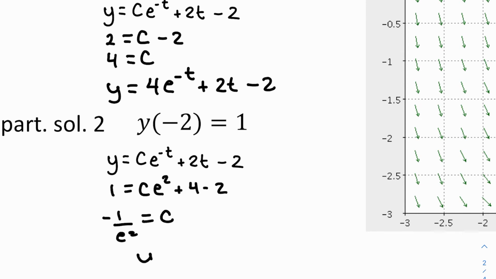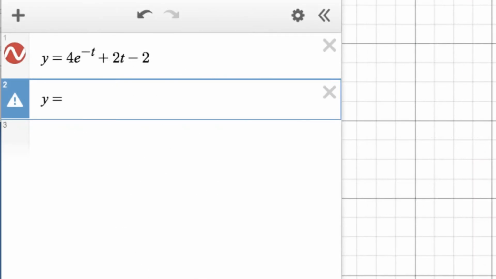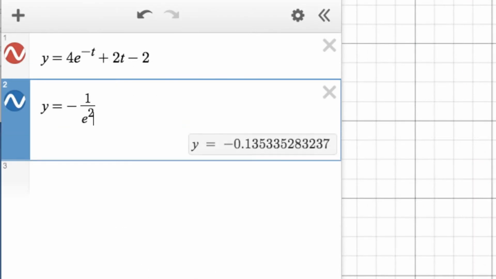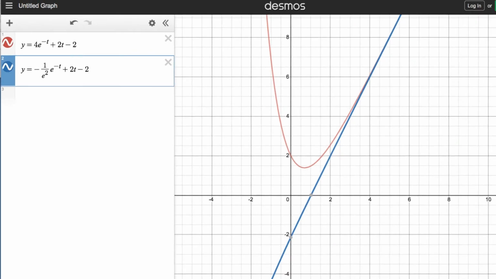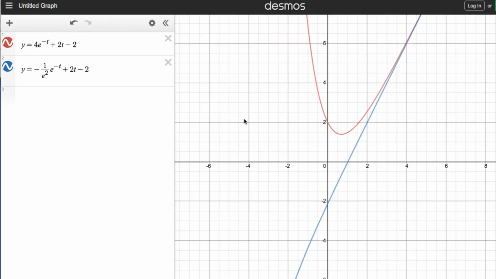So the particular solution this time is y is equal to -1 over e squared times e to the negative t plus 2t minus 2. I'm going to type that one into Desmos next. y is equal to -1 over e squared times e raised to the negative t plus 2t and then minus 2. And clearly you can see that we've done something wrong.